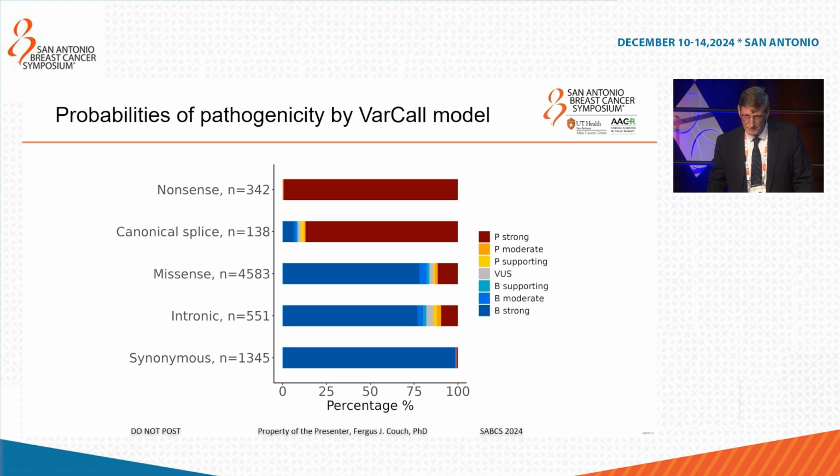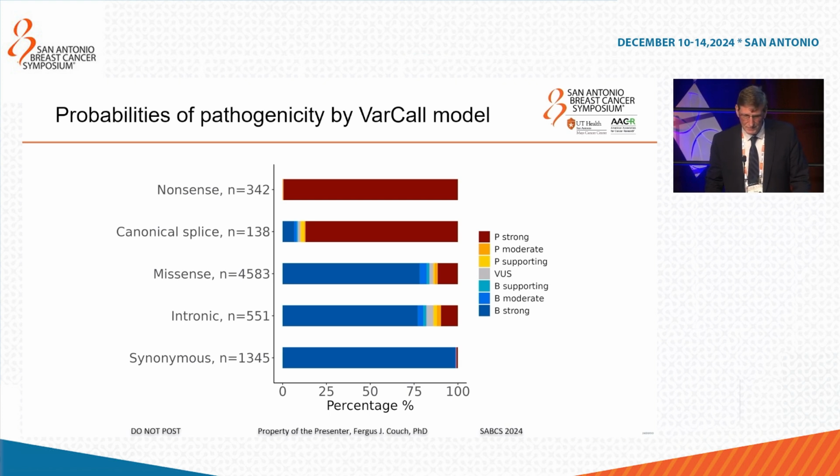So here's a summary of the results. In this assay, we included all possible single nucleotide changes. So consensus splice are there, protein truncating nonsense variants are there, as well as missense variants. So of the 342 nonsense variants that were in this data set, I think you can see we got 99% of them to function as P-strong.